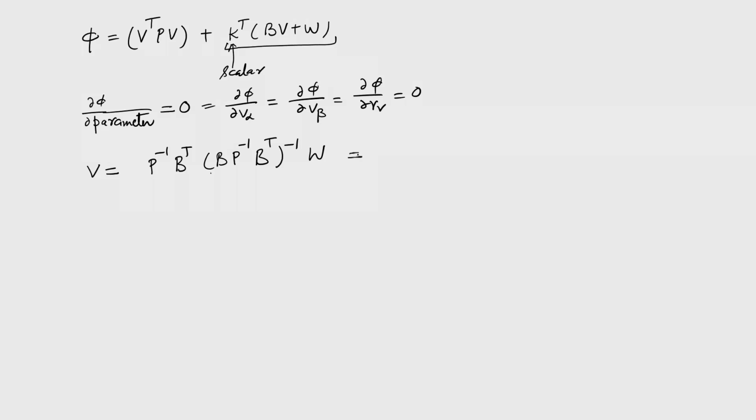That means using this, we can write the solution V straight away. It is also written here: V equals P inverse B transpose M inverse W. This matrix is also written here as M. So, that is the solution. So, we will find out the unknowns here.